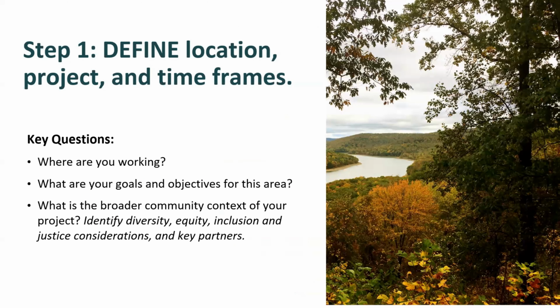This step records fundamental information about the project area or property that will be used throughout the workbook process. Because it serves as a starting point for the subsequent steps, management goals and objectives should be as specific as possible. In many instances, this information will already be available as part of a management or conservation plan or other planning documents. The key questions in this step are, where are you working? What are your management goals and objectives for this area? What is the broader community context of your project and project area? Meaning, what diversity, equity, inclusion, and justice considerations and key partners can you document?